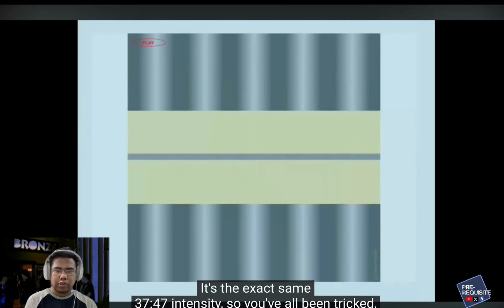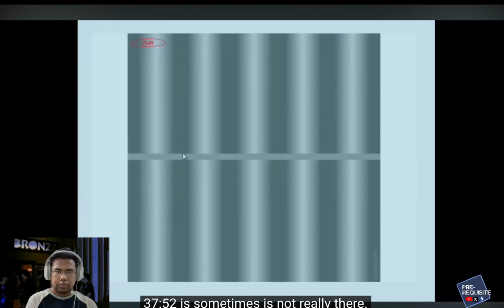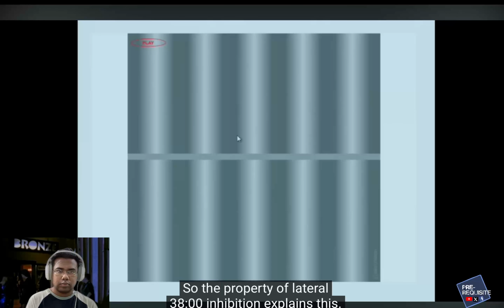But it also looks the same shade, the same intensity. So you've all been tricked. And this shows that what you think you see is sometimes not really there. This is just a simple illusion. How does this work? The property of lateral inhibition explains this.